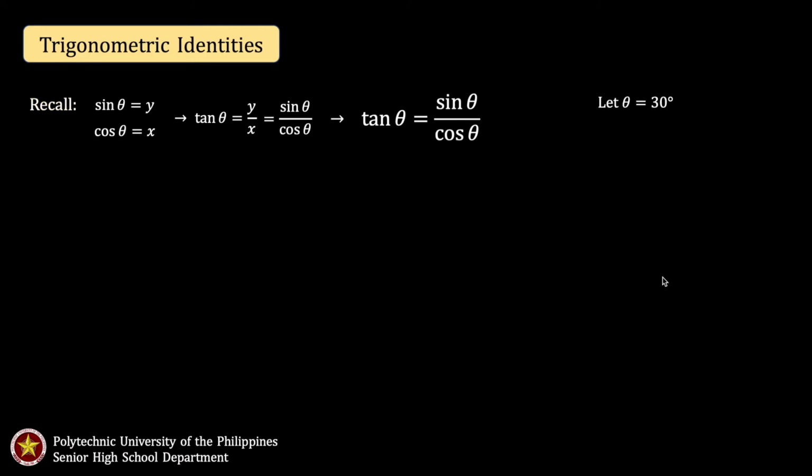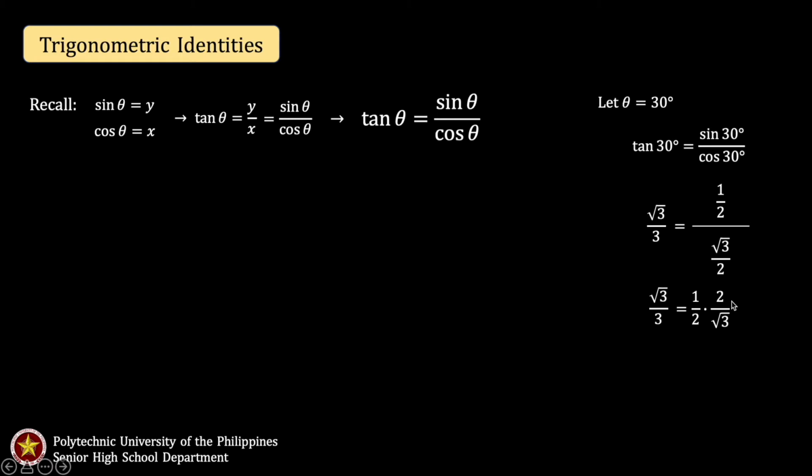Now, let's say our theta is 30 degrees. Simplifying the left part, we get square root of 3 over 3. On the right part, we have 1/2 over square root of 3 over 2. Simplifying the right part, we obtain 1/2 times 2 over square root of 3. Cancel 2. Then we have 1 over square root of 3. Rationalizing, we have square root of 3 over 3. And they are now the same.